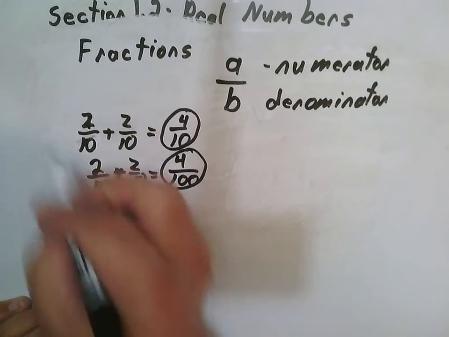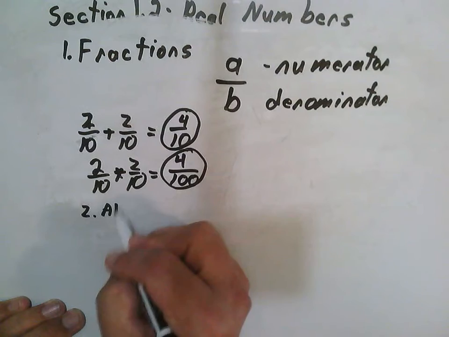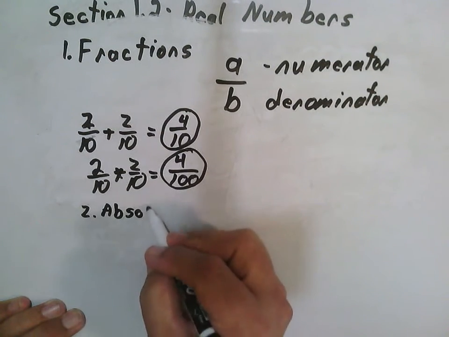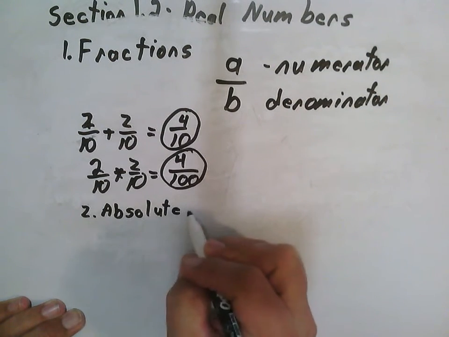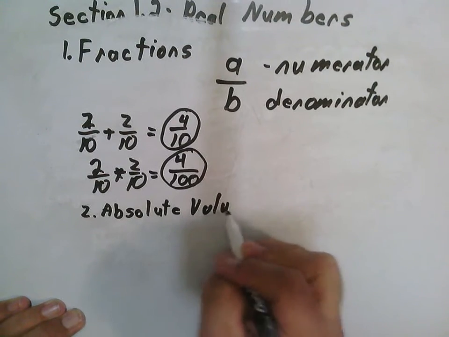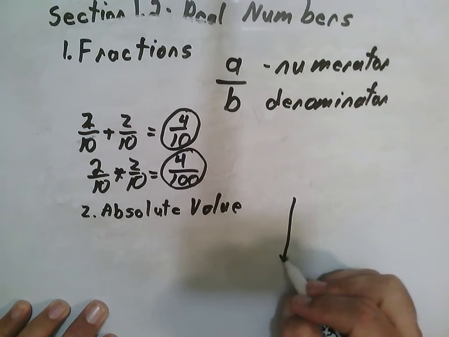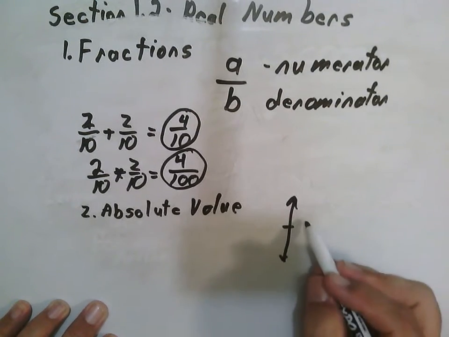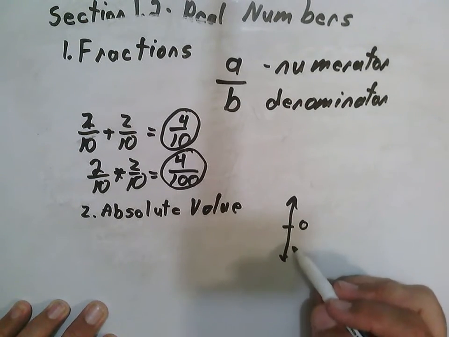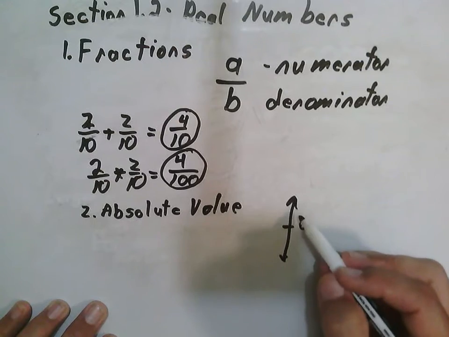Next thing that we're going to cover is the absolute value. And the absolute value is important because there are certain things that go to zero. So for an example, if you think of a temperature gauge, it has a 0, but you also have temperatures below 0 and you have temperatures above 0.